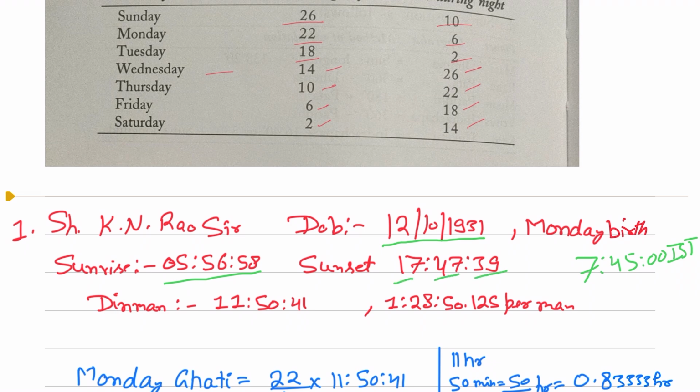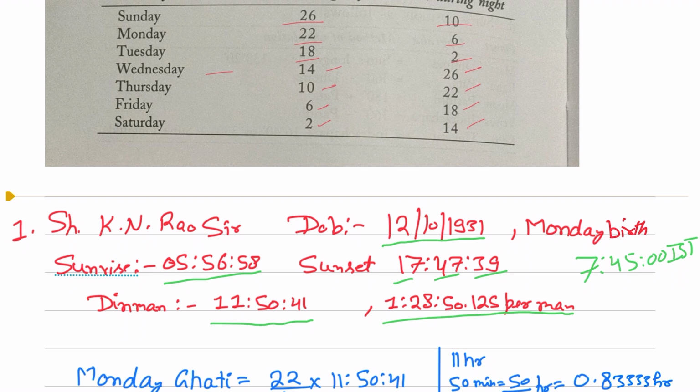So Dinman can be calculated by subtracting sunrise from sunset. Dinman is 11 hours 50 minutes and 41 seconds, and if we divide it by 8, we get the per-man value, which is 1 hour 28 minutes and 50.125 seconds. These are the things we need to remember for doing the Ghati calculations. Why we divide by 8, and what Dinman and Ratriman are, is covered in my previous video.